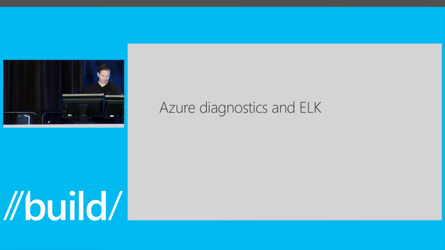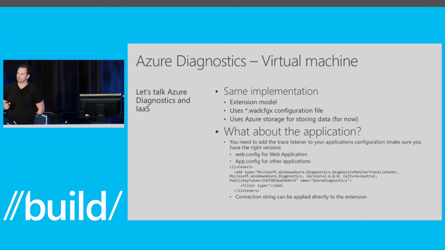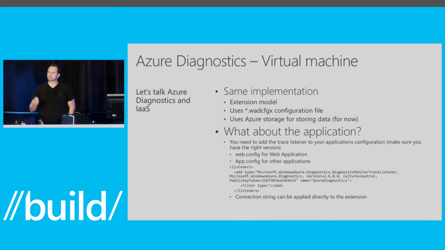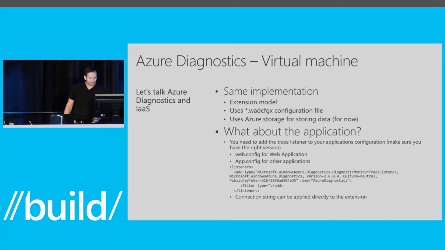Let's spend the last 3 minutes to talk about virtual machines. As I mentioned, I haven't talked about virtual machines at all. The reason is it's really the same implementation. You have an extension model, we package the same agent, it uses the WAD CFG configuration file, and it uses Azure Storage for storing data. So everything I was talking about in the last 45 minutes is applicable to IaaS as well. Let's switch to the last demo of today, and then I think it's okay.